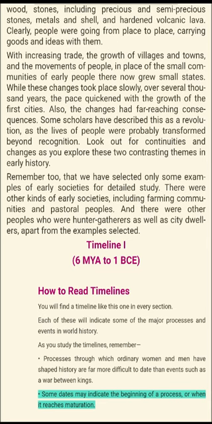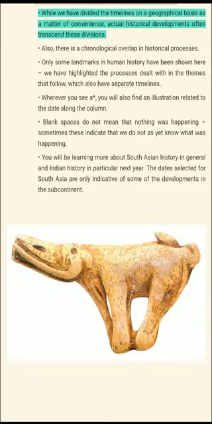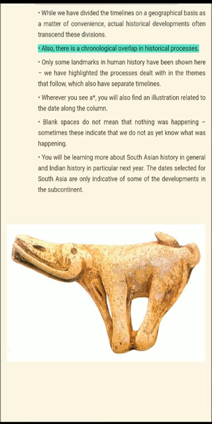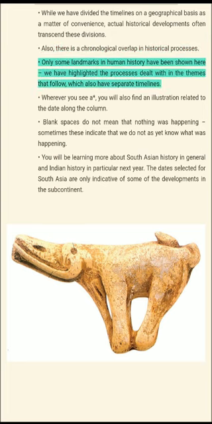Some dates may indicate the beginning of a process, or when it reaches maturation. Historians are constantly revising dates in the light of new evidence or new ways of assessing old data. While we have divided the timelines on a geographical basis as a matter of convenience, actual historical developments often transcend these divisions. Also, there is a chronological overlap in historical processes.